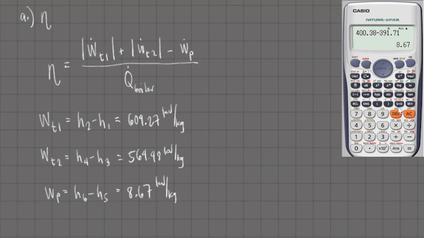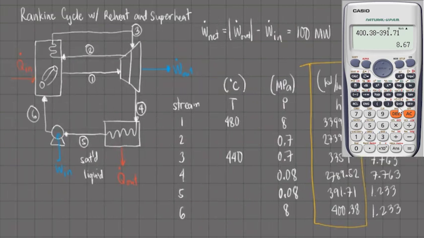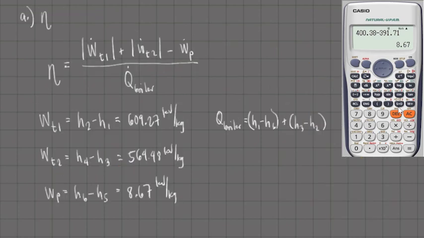Next, let us consider the Q boiler, or the heat absorbed in the boiler. In our previous examples, the calculation of the heat absorbed in the boiler only consists of two enthalpies because that's the inlet and the outlet of the boiler. In this case, if we go back, you would see that there are two inputs and two outputs to the boiler. Your inputs are stream 6 and stream 2, and your outputs are stream 1 and stream 3. Therefore, we need to see four enthalpy terms in our determination of Q boiler. That will be H1 minus H6 plus H3 minus H2. You need to take note of this variation.